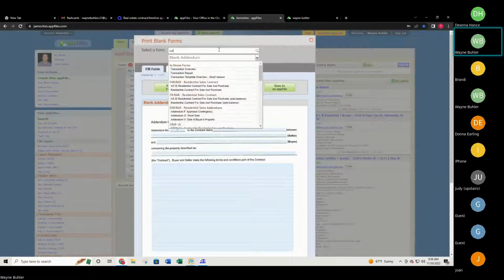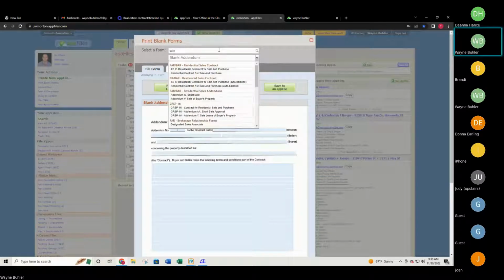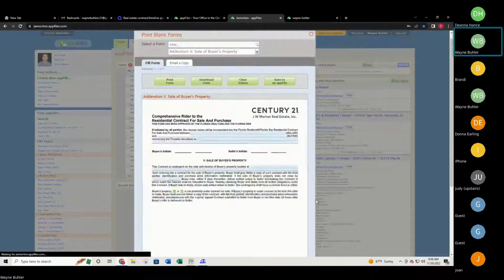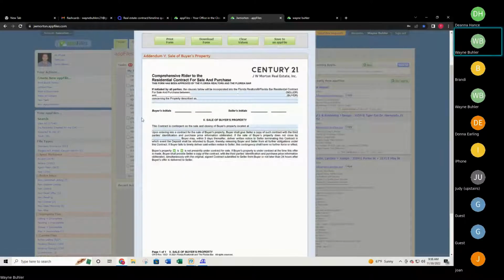Addendum V, sale of buyer's property. Yeah, here we go. It was written by the Florida Association of Realtors. It says, this contract is contingent on the sale and closing of buyer's property located at blah. Upon entering into a contract for the sale of buyer's property, buyer shall give seller a copy of such contract with third party's identification and purchase price information obliterated.